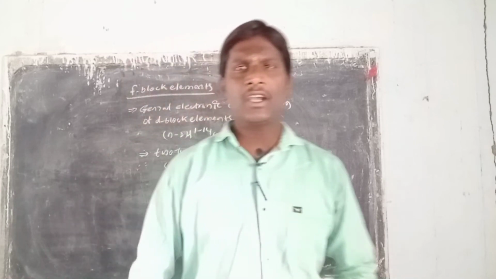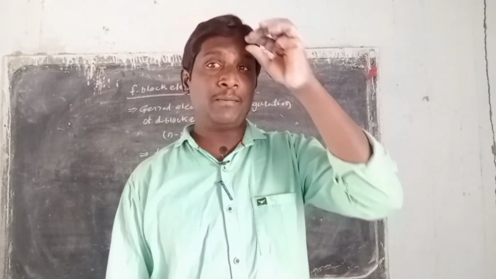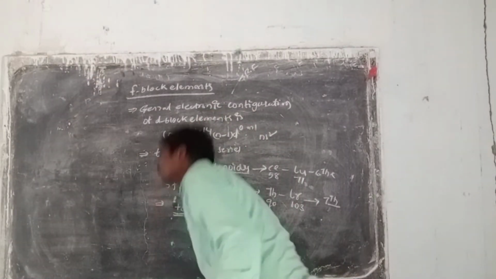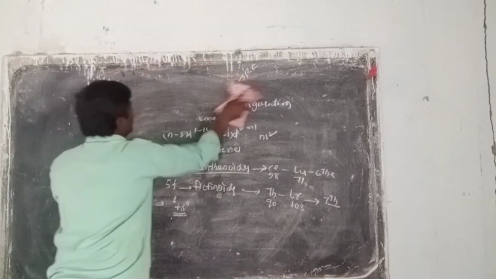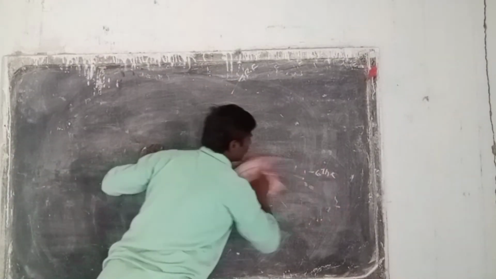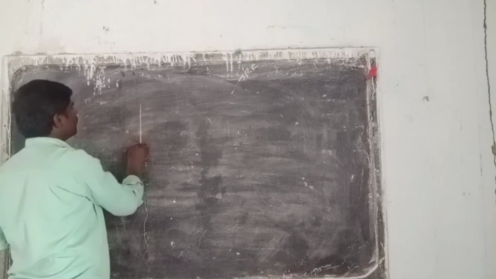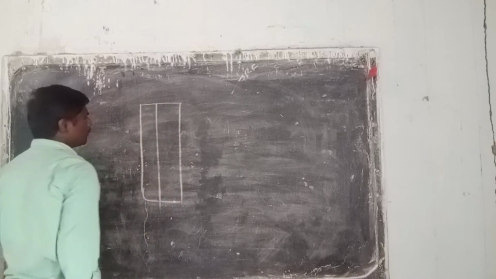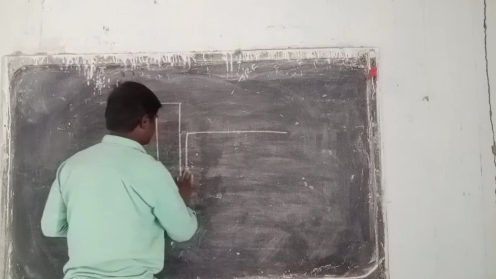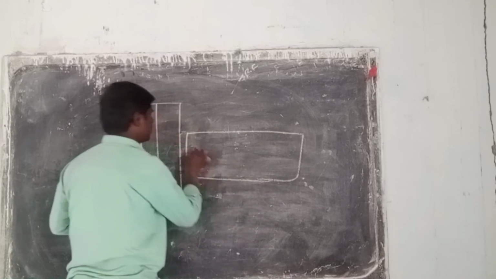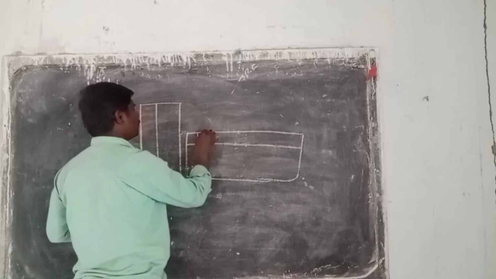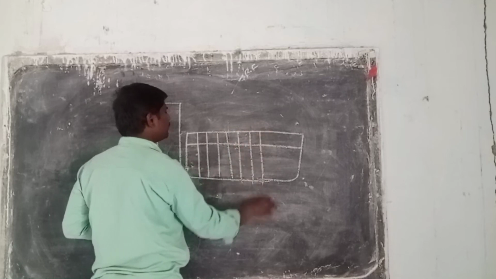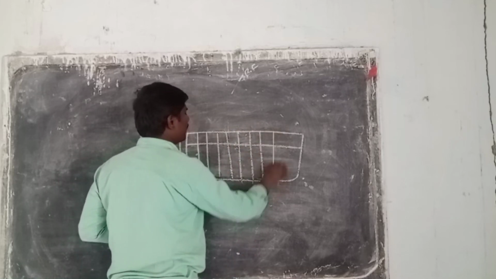Totally we completed the classification of elements in blocks. Now we draw the structure, the construction of the periodic table. This is the S block elements. Then this is the D block elements. What is present in the D block? Third B, fourth B, fifth B, sixth B, seventh B, eighth B, ninth B, eighth B, 1B, 2B.